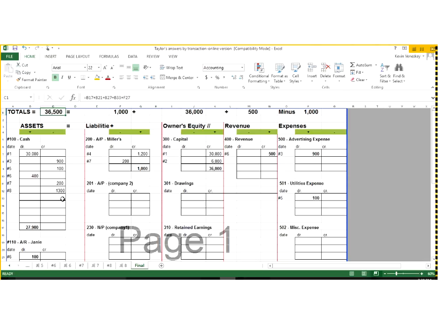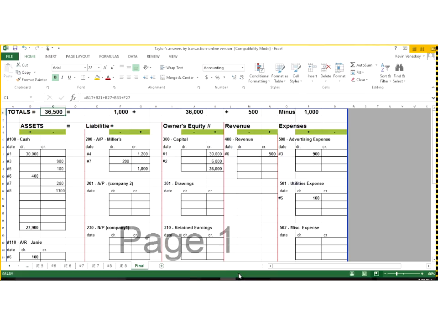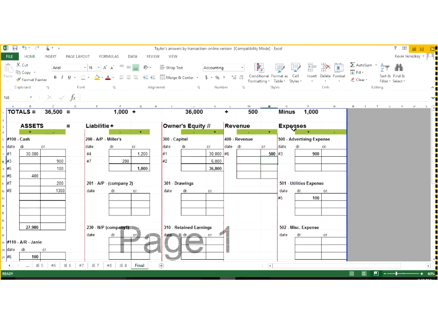That now tells me that I have done everything correct, or at least I'm on a good start that I've done everything correct. I could have messed up something. For example, if I would have put this $6,000 over here in revenue, everything would have still balanced. This side would have still been a positive $36,500, but my actual accounts would have been off. So you can have the equation be perfect, and still not have everything correct.